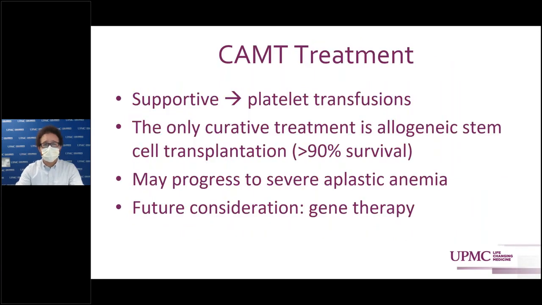So treatment is mostly supportive, so we can transfuse platelets to make sure that they're at a safe level, minimizing bleeding. And the only curative option, because this is inherently in the bone marrow, is a bone marrow transplant. Some of these may progress to what's called severe aplastic anemia, which I'll talk about later, which is a pancytopenia. So they can progress for one reason or another to having anemia as well as a low white blood cell count too. And then I mentioned briefly here that future considerations, as for any kind of genetic syndrome, are potential gene therapy as another future treatment, but nothing specific currently.